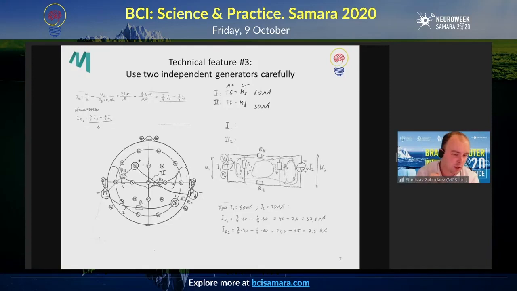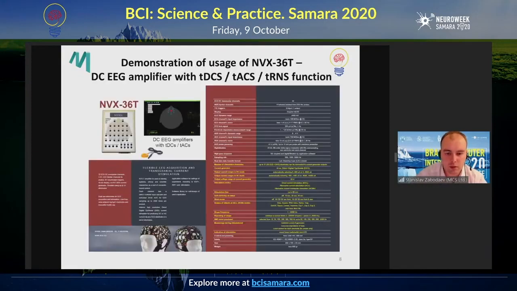So if you need to stimulate, let's say F3 and T6, then you can connect the anode to F3 and T6, and you place a cathode more remotely. That is another technical issue that I wanted to raise.